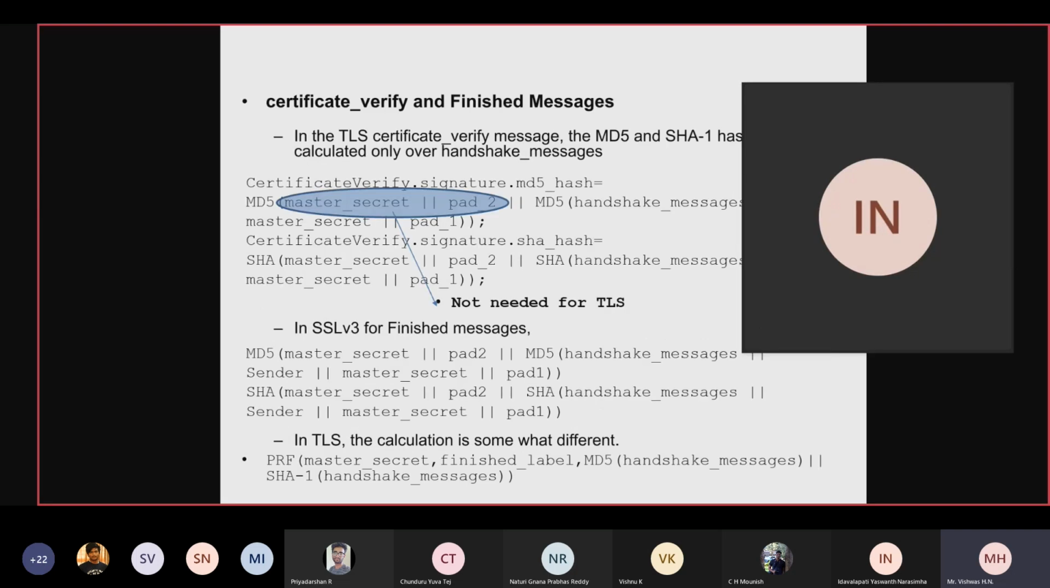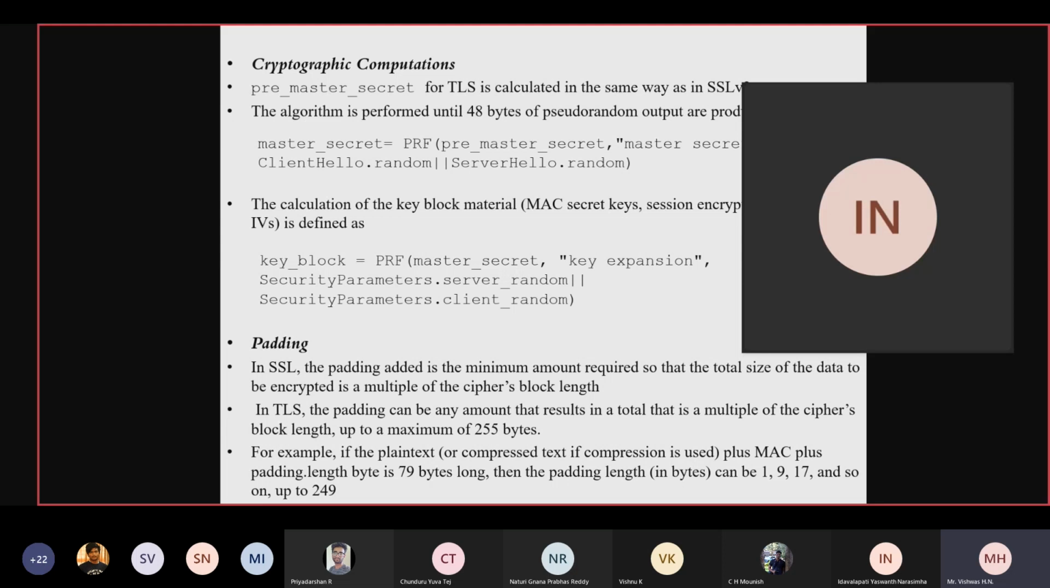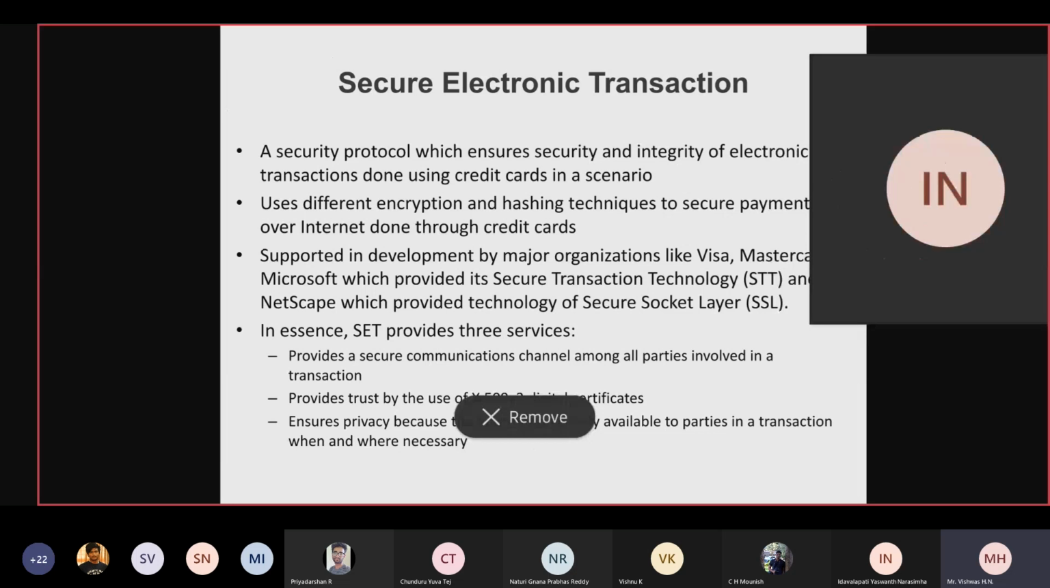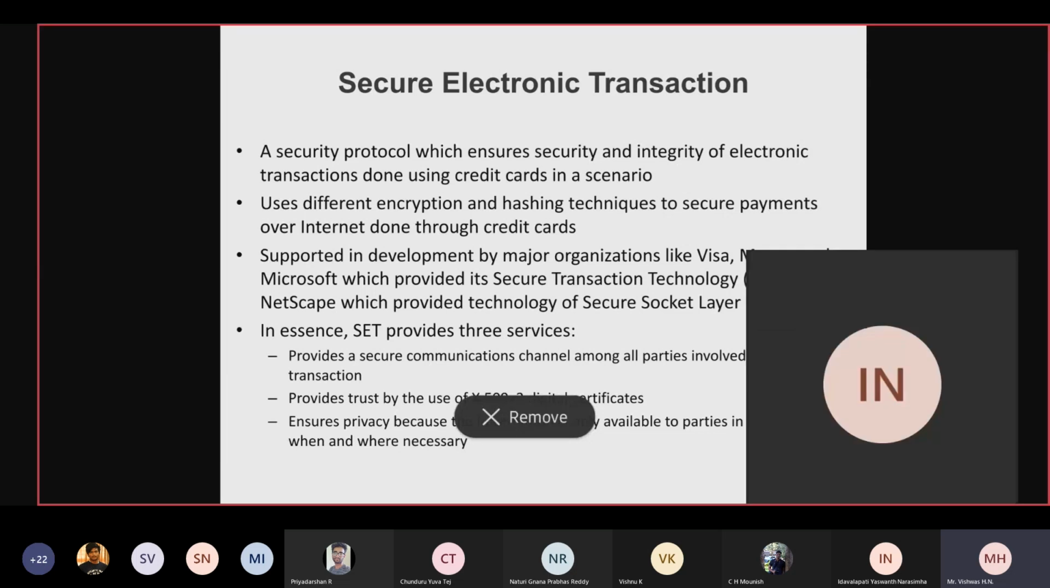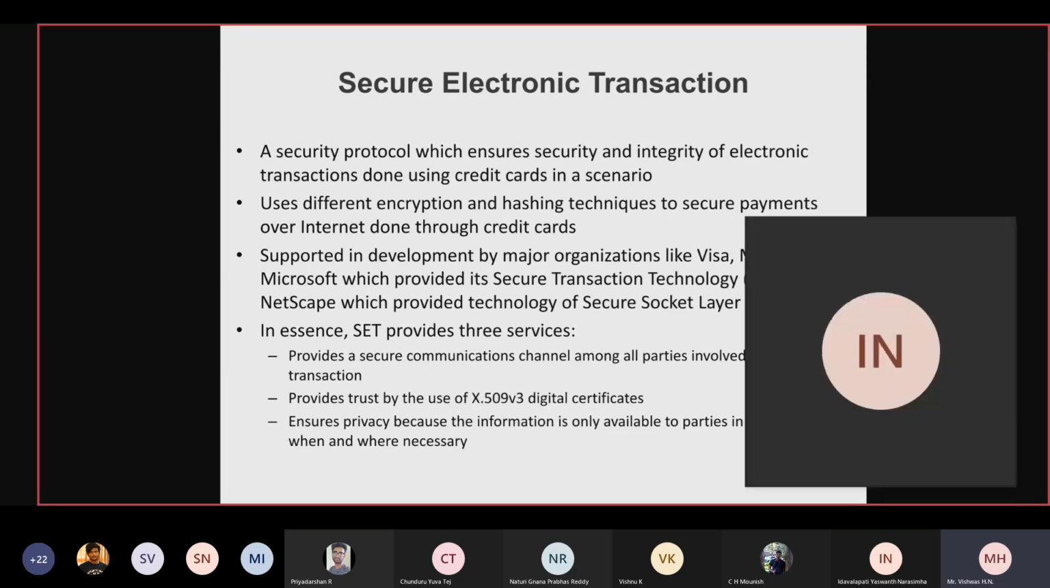If possible, I will give you a table which shows the difference between SSL and TLS. I have not added that in the slide, so I will add it later, and it will be useful for you in the later stages. TLS, as I said, is not in your syllabus. We are not going in depth into TLS.